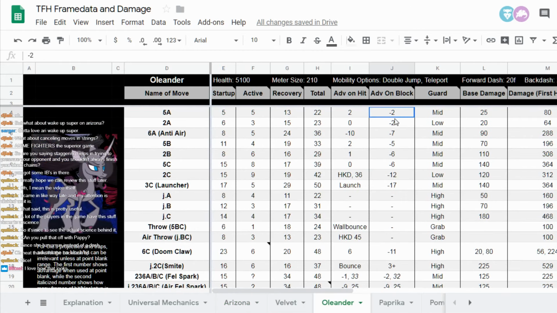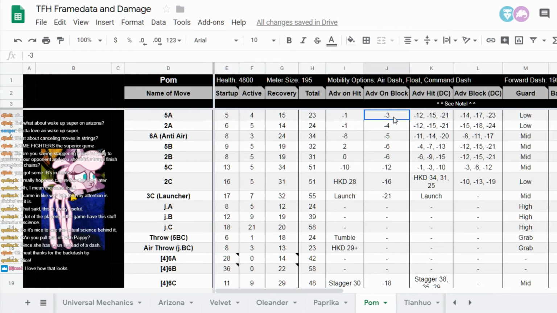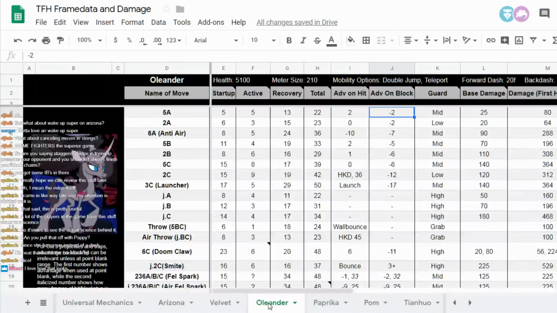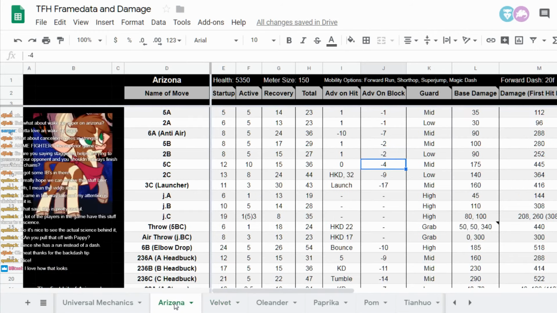While Oleander can only safely reset off of 2 normals, Paprika can safely reset off of 4 normals. Poor Pom has a hard time with this, but she also has dogs. Every character varies in how good their pressure resets are. Velvet gets like -3 usually. A lot of people end at 2A or 2B. But it's important to understand what normals you can challenge against where.